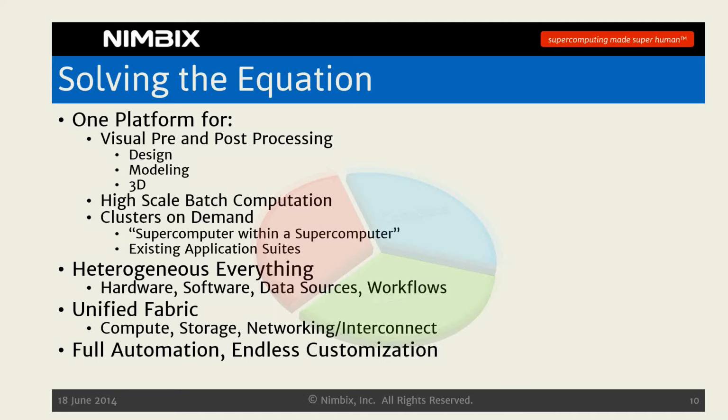Heterogeneous everything: hardware, software, data sources, and workflows. And also a unified fabric, so all steps of the workflow and all application environments for a given account have access to all of the storage for that account and can actually connect and share information in real time with other environments running for that account. And obviously full automation with endless customization. That's thanks to our API and thanks to a lot of things we can do with that.